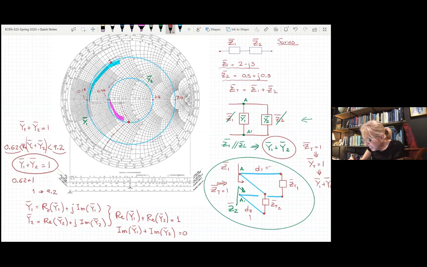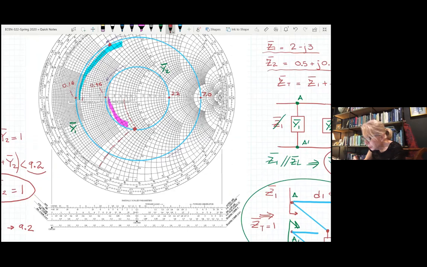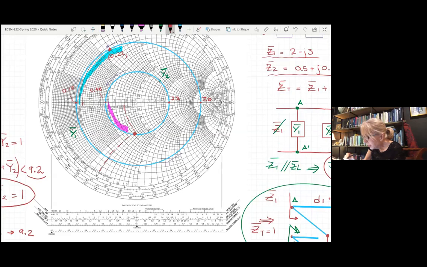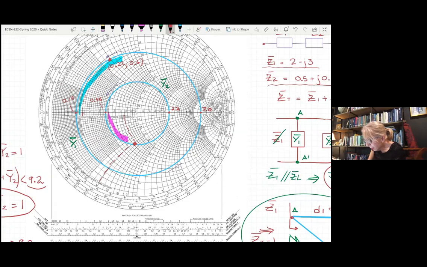which is 0.2 something. So I cannot read it very well, let me see. It's going to be 0.22. So this one is gonna be 0.22, comma, the imaginary part 0.6. All right, and this point down here is 0.75, comma, minus 0.6. Or 0.22 plus j0.6, 0.75 minus j0.6.